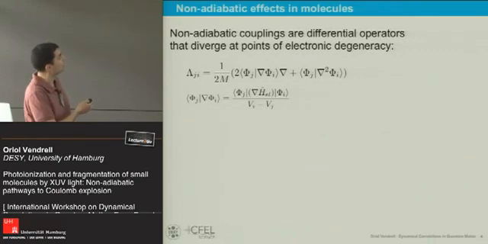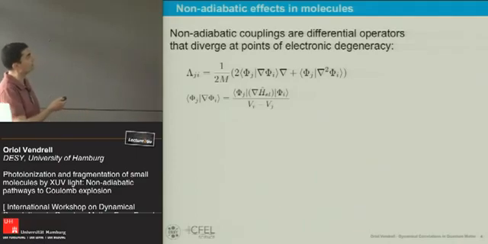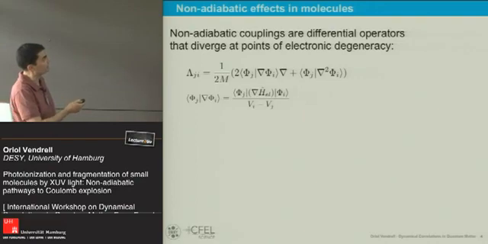So these couplings take this form. These are differential operators that diverge at the points of electronic degeneracy. This is the scalar coupling, which is very often neglected. And this term is basically the gradient of this operator sandwiched between two electronic wave functions, and it depends on the energy difference. So if we have a point in which two potential energy surfaces are degenerate, these couplings diverge.